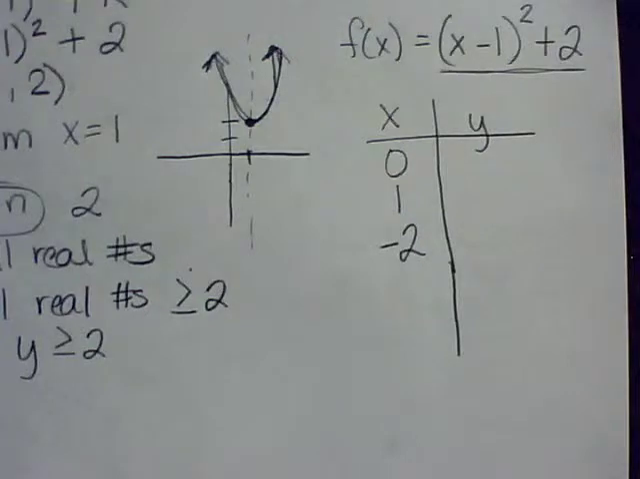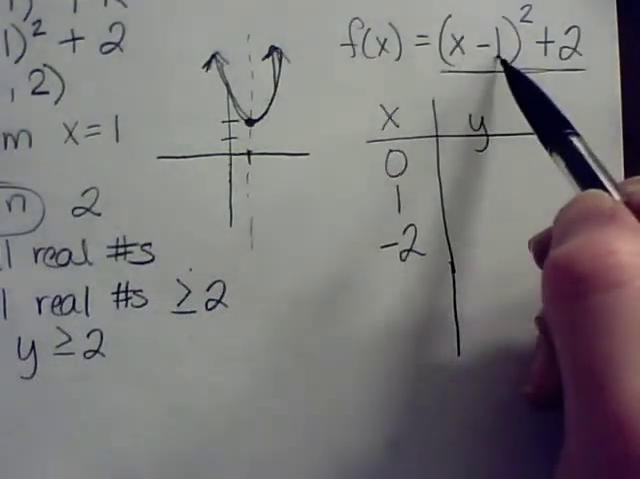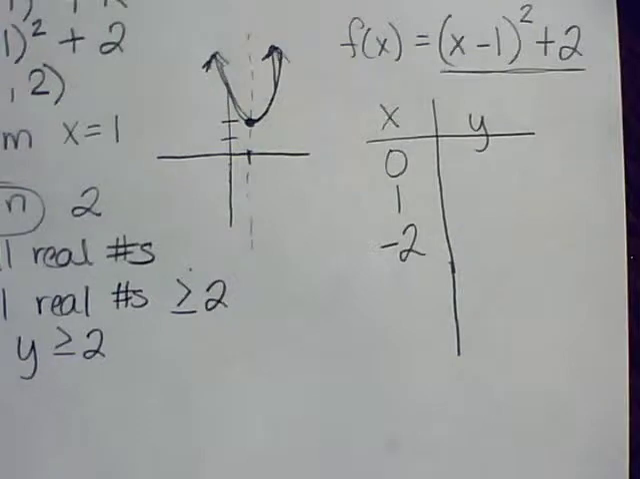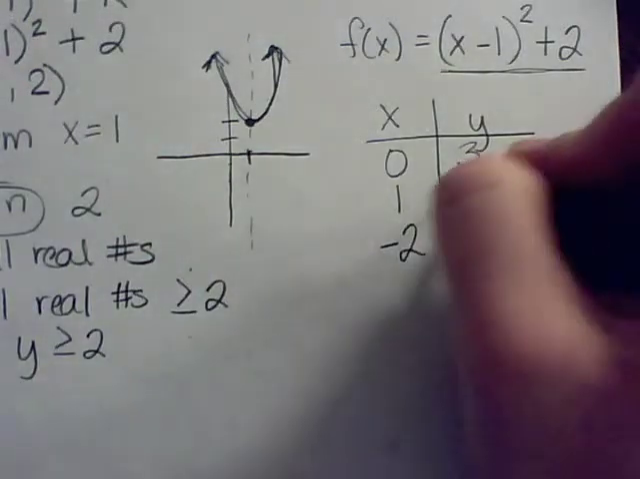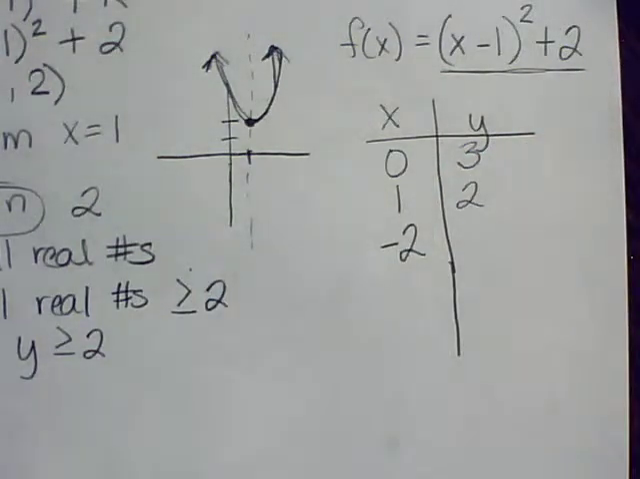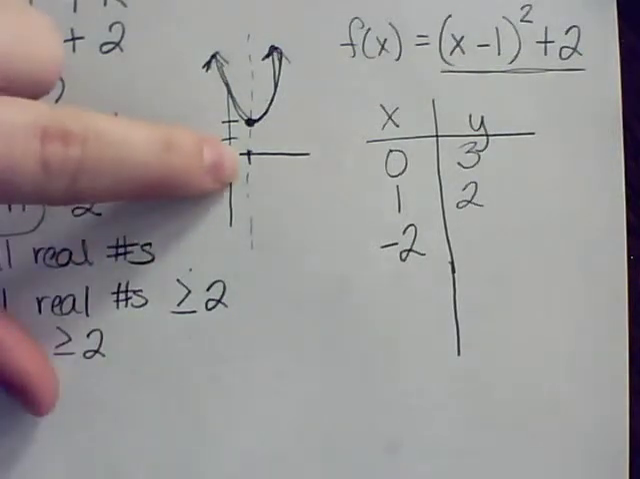So when x is 0, then I'm going to plug that in. 0 minus 1 is -1. -1 squared, so you have -1 times -1 would be +1, plus 2 is 3. When x is 1, you have 1 minus 1, 0. 0 squared, plus 2. Do you notice anything about that point? When x is 1, y is 2.